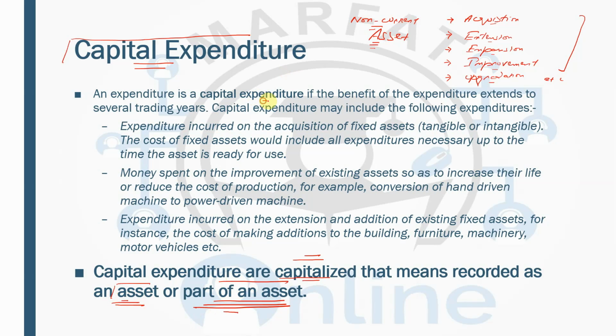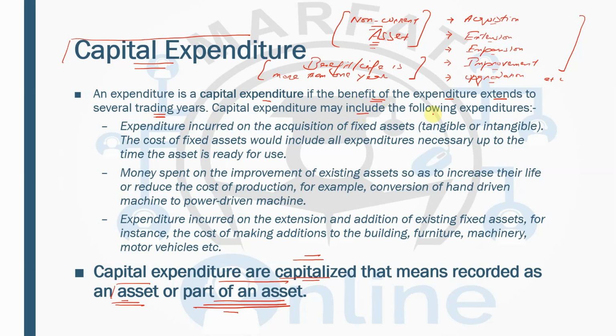Now, an expenditure is a capital expenditure if the benefit of the expenditure extends to several trading years. This is the definition of the non-current asset, if you remember, that the benefit or life is more than 1 year. This is the basic concept you studied earlier when dealing with non-current assets and current assets. Non-current assets are the assets which are for business use, and their benefit or life is going to be more than 1 year, that means several trading years, such as 5 years or 7 years.